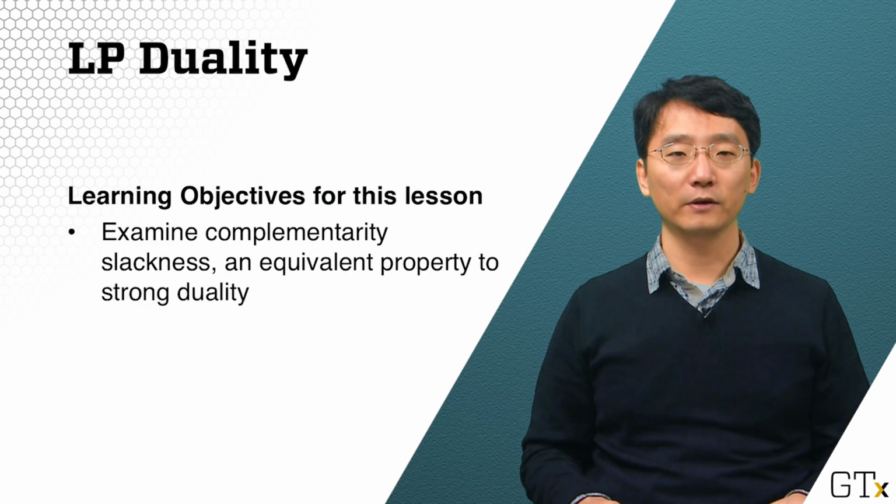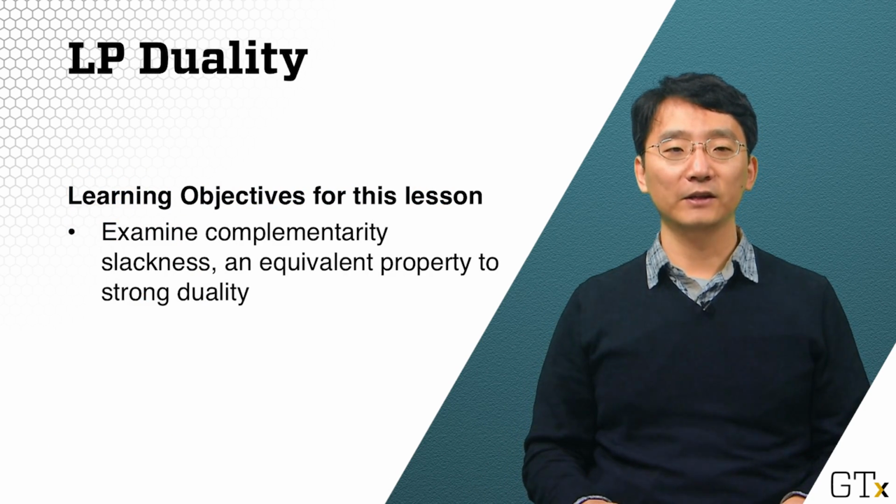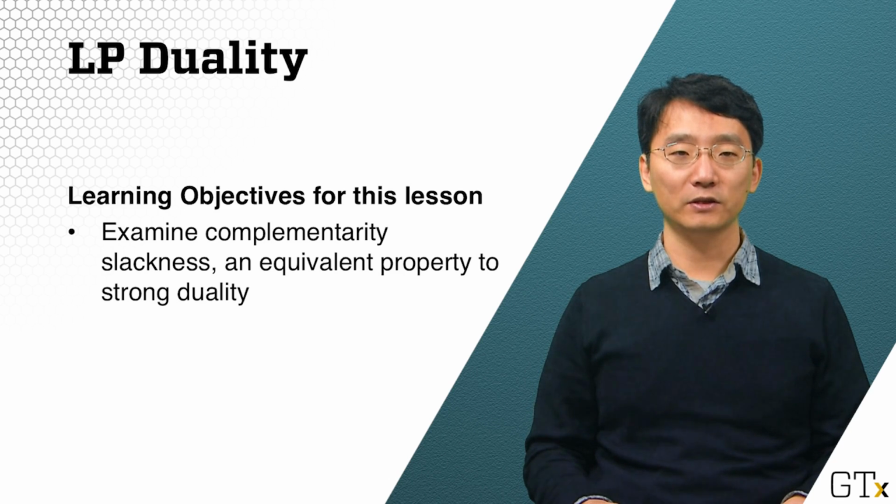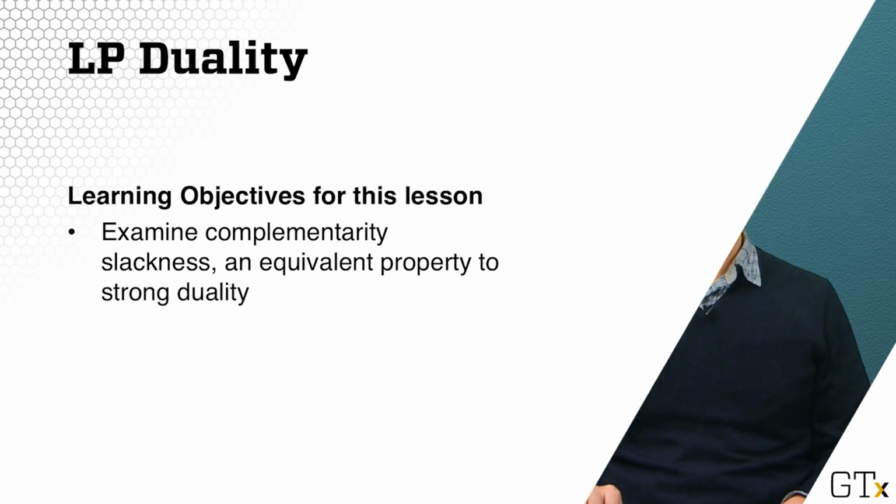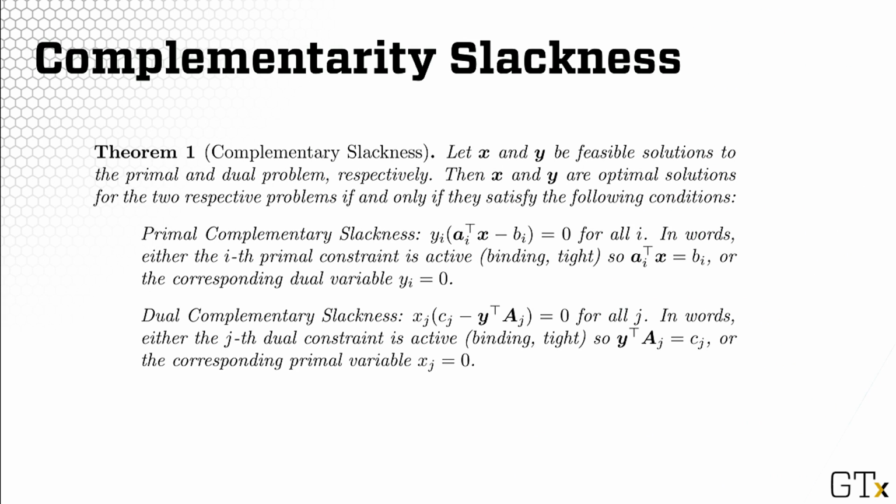And in this lesson, we're going to learn a new fact called complementary slackness. It's a very important property of linear programs, and in fact it is an equivalent property to strong duality. So here is complementary slackness in the form of a theorem. Let's parse through this theorem.